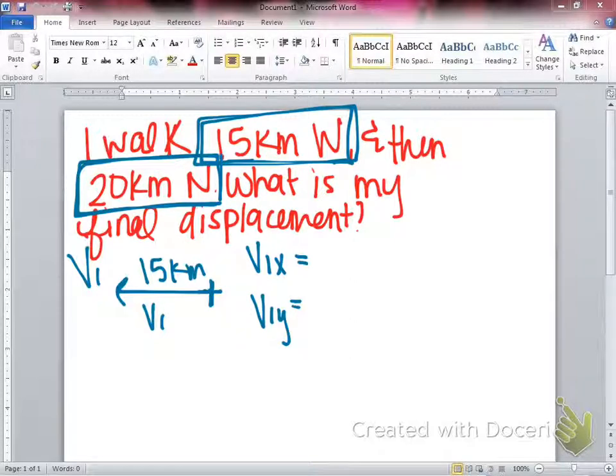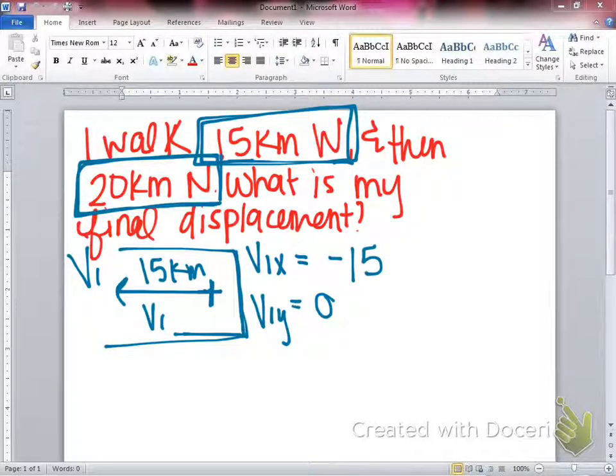We're going to break each of these vectors into its components. Our first vector is not at an angle. It's only going west, which means it only has a horizontal component. That means v sub 1y has to be 0, because this vector is not traveling in the vertical direction at all. v sub 1x would be negative 15. Why negative? Because it's going to the west. That is really important. The negative tells us direction, so if it's going west or south, we have to include the negative in our components.